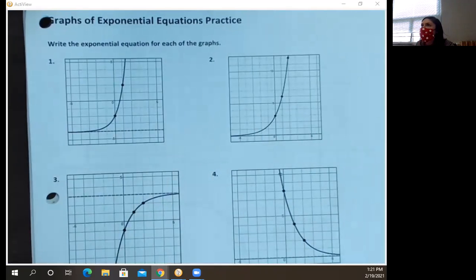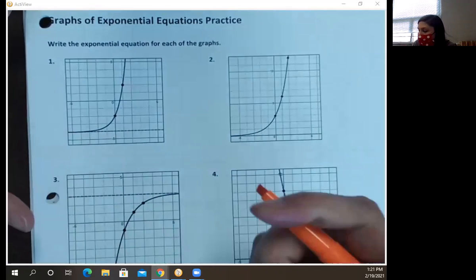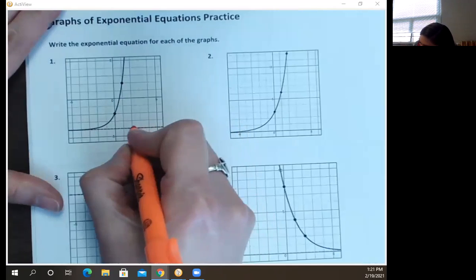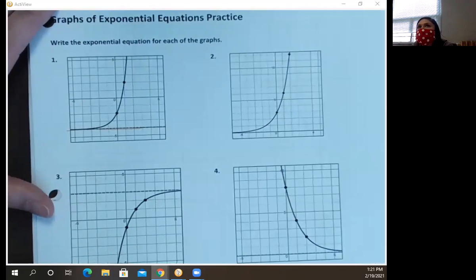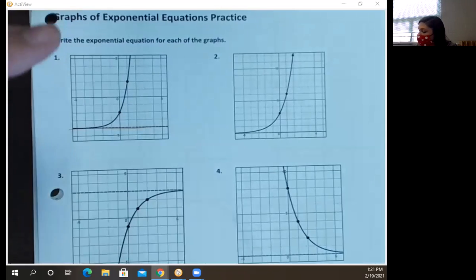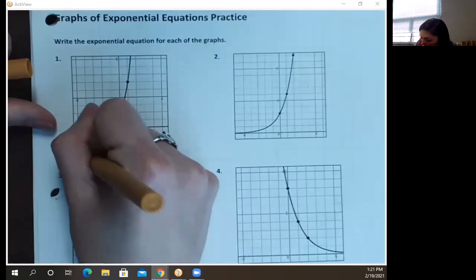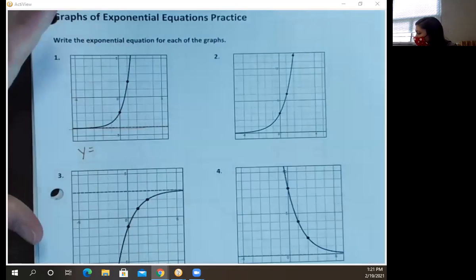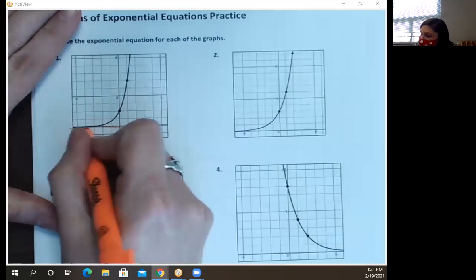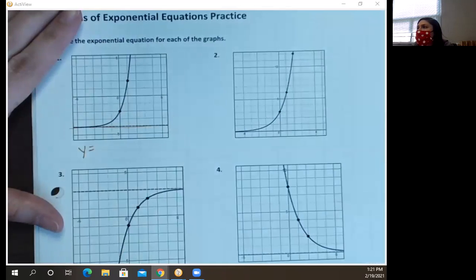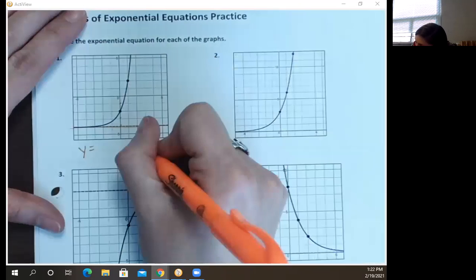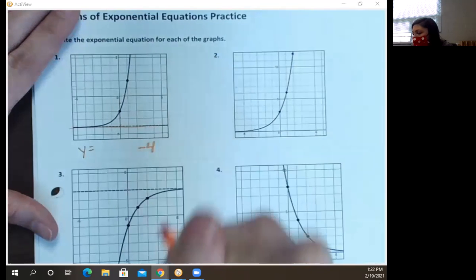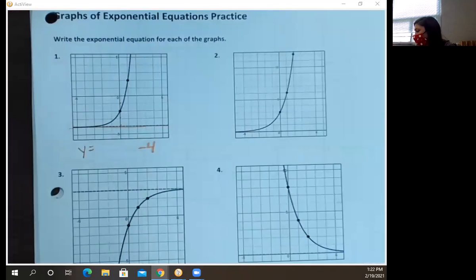So if we take a look at number 1, we've got our asymptote here. We've got our graph. We want to write an exponential equation for this function. So I'm going to start with y equals, and then since I can see the asymptote really clearly, I'm going to write my asymptote. So that's at 1, 2, 3, 4. I went 4 down, so -4. The asymptote is at -4.